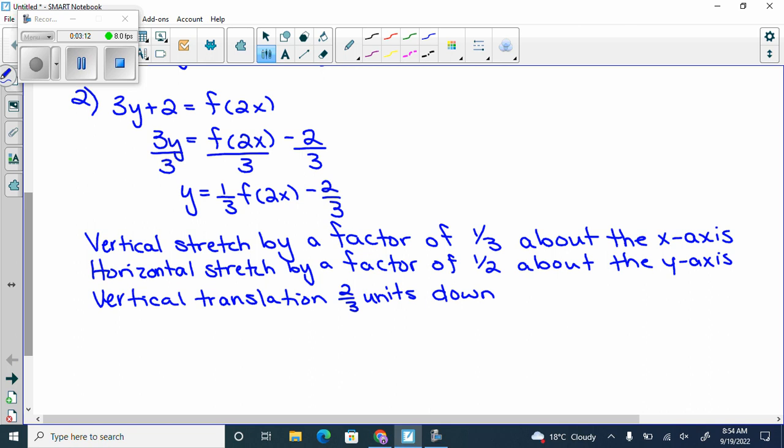Mapping and words are the same. So my x, y. The only thing that affects my x is this 2. And I use a half in words, so I'm going to use a half in mapping. And then I do 1/3 y minus 2/3.